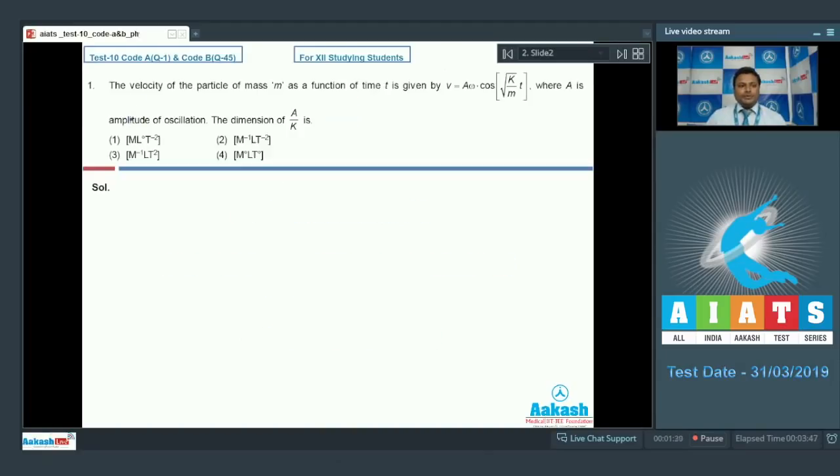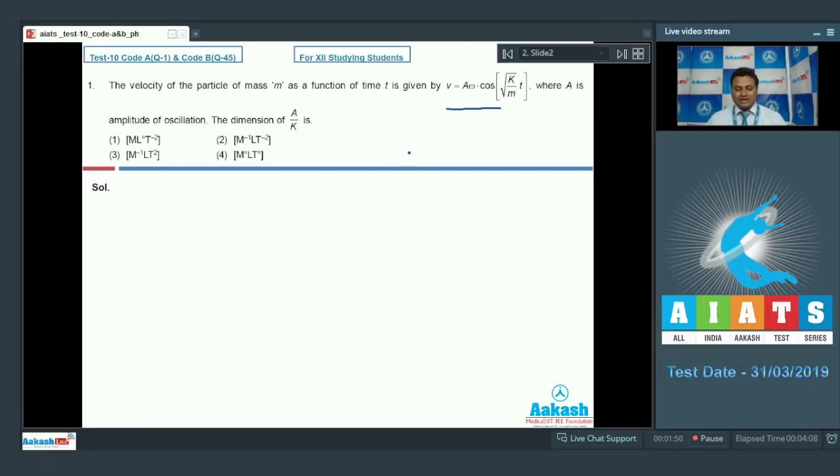So here is question number 1. The velocity of a particle of mass m as a function of time t is given by the equation v equals a omega cos(√(k/m) t), where a is the amplitude of oscillation. The dimension of a by k will be what?